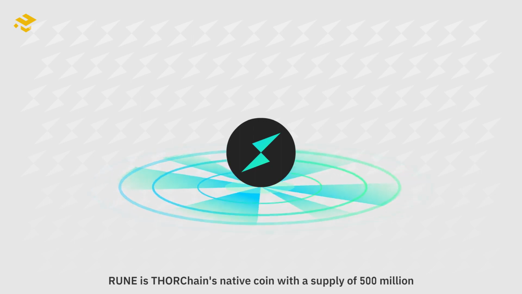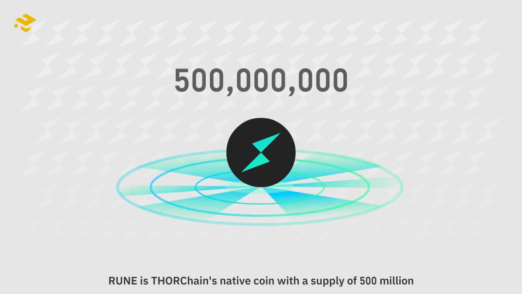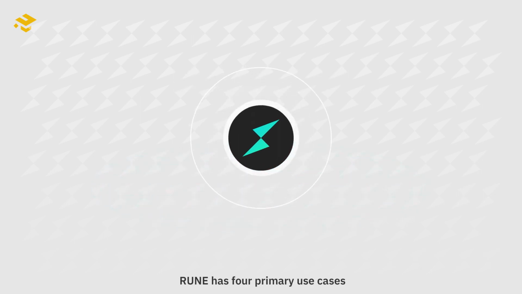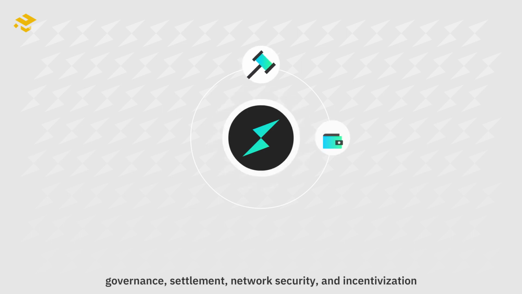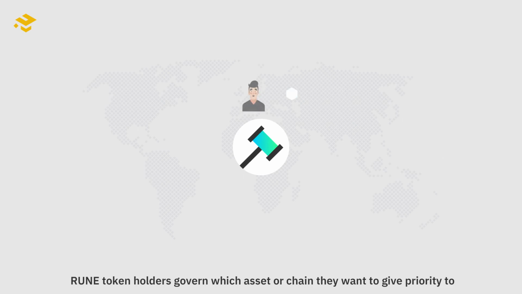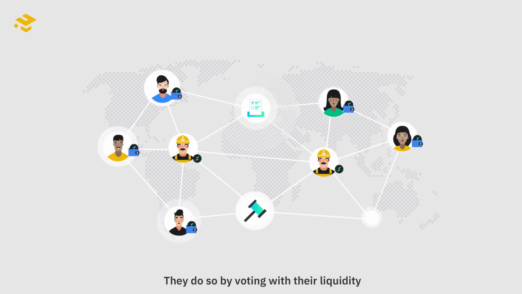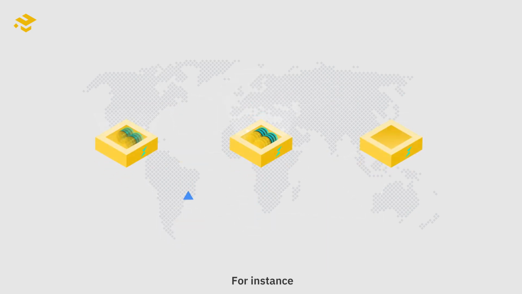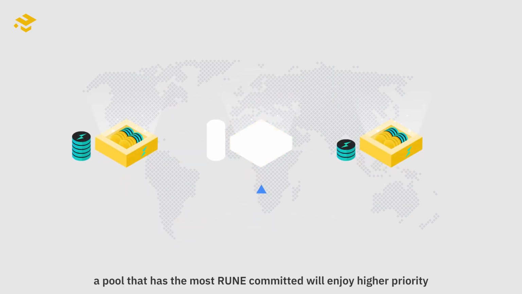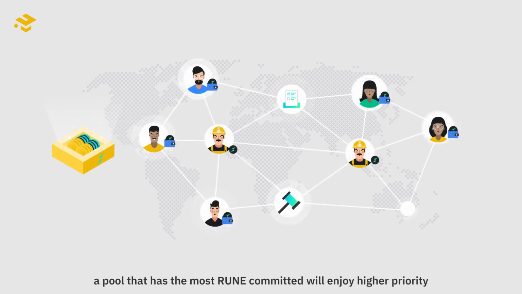RUNE is THORChain's native coin, with the supply of 500 million. RUNE has 4 primary use cases: governance, settlement, network security, and incentivization. RUNE token holders govern which asset or chain they want to give priority to. They do so by voting with their liquidity. For instance, a pool that has the most RUNE committed will enjoy higher priority.